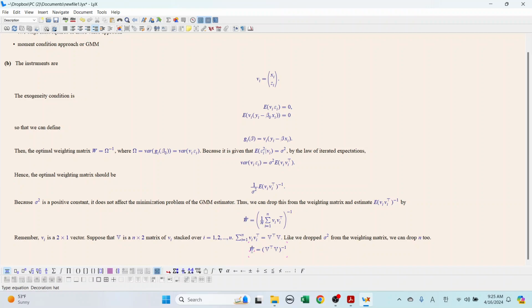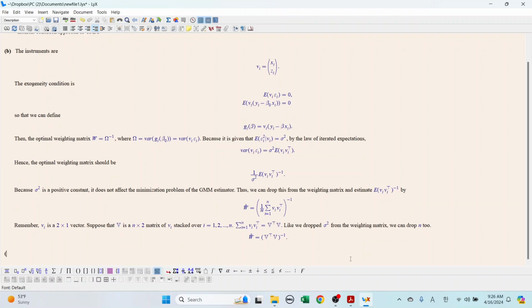And because this weighting matrix does not depend on any unknown, V is all observed variables, you can just calculate it without estimating any preliminary estimator. Without any preliminary estimation, you can calculate the optimal weighting matrix and then proceed to the main estimator. Okay, so that is how we are going to do it.